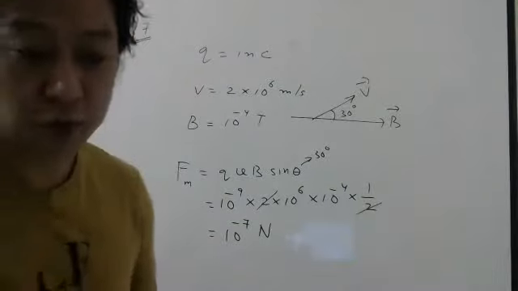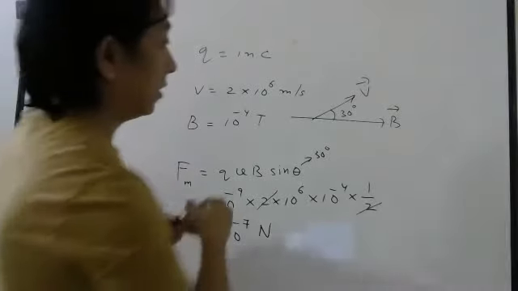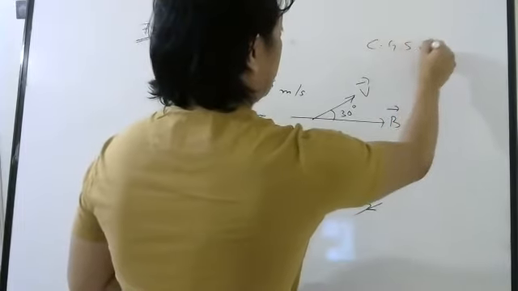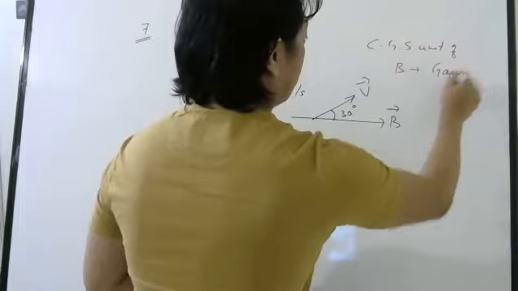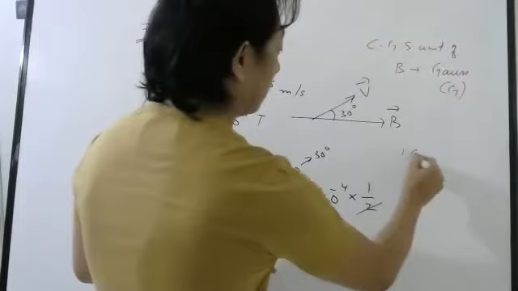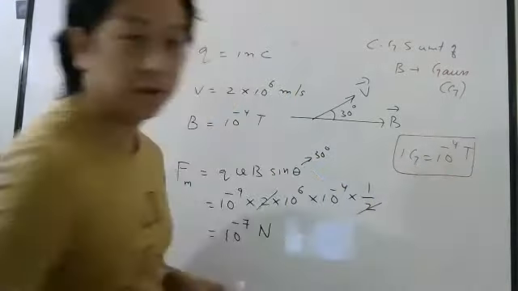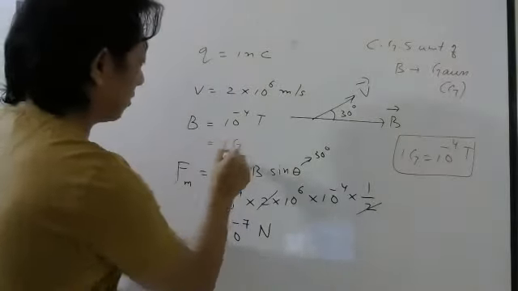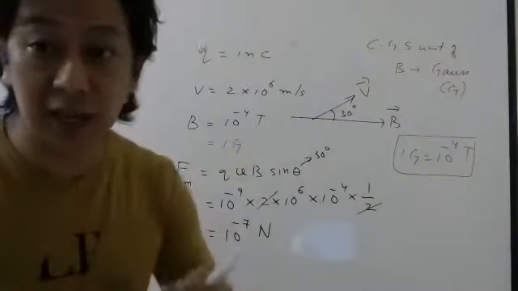By the way, students, one thing you should remember, sometimes they will give CGS unit of magnetic field. CGS unit of magnetic field is Gauss, capital G. Okay, so 1 Gauss is 10 to the power minus 4 Tesla. Remember this. So they could have given the same question by saying magnetic field is 1 Gauss. So what you should do, convert the Gauss into Tesla, because Tesla is the SI unit.